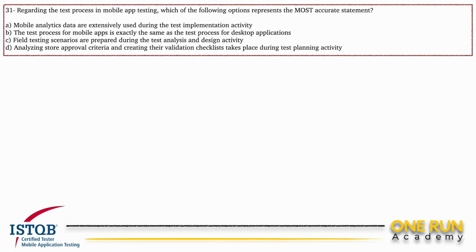Okay, a true and false question. This one should be easy, and let's dive into analyzing the question and its options. So when we talk about the test process in mobile app testing, we're referring to the entire life cycle of testing activities, from planning and analysis to execution and evaluation, specifically tailored to the unique challenges of mobile environments. Now, let's examine each option to see which statement is the most accurate.